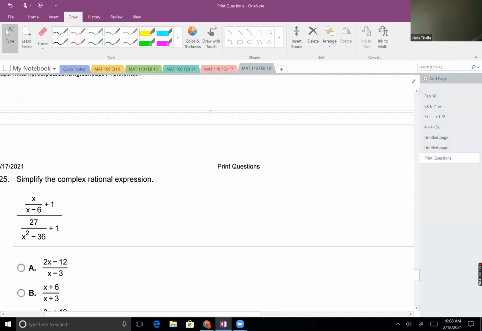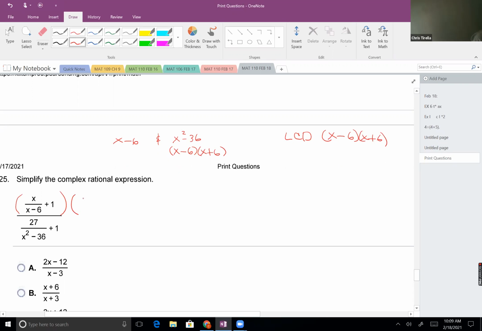Simplify the complex rational expression. All right, this is what we were just looking at. And so what we've got to do is find the least common denominator. My denominators are x minus 6, and the other one is x squared minus 36. Well, that one factors into x minus 6 times x plus 6. And so the common denominator would be that product. So I'm going to multiply both the numerator and the denominator by that product.